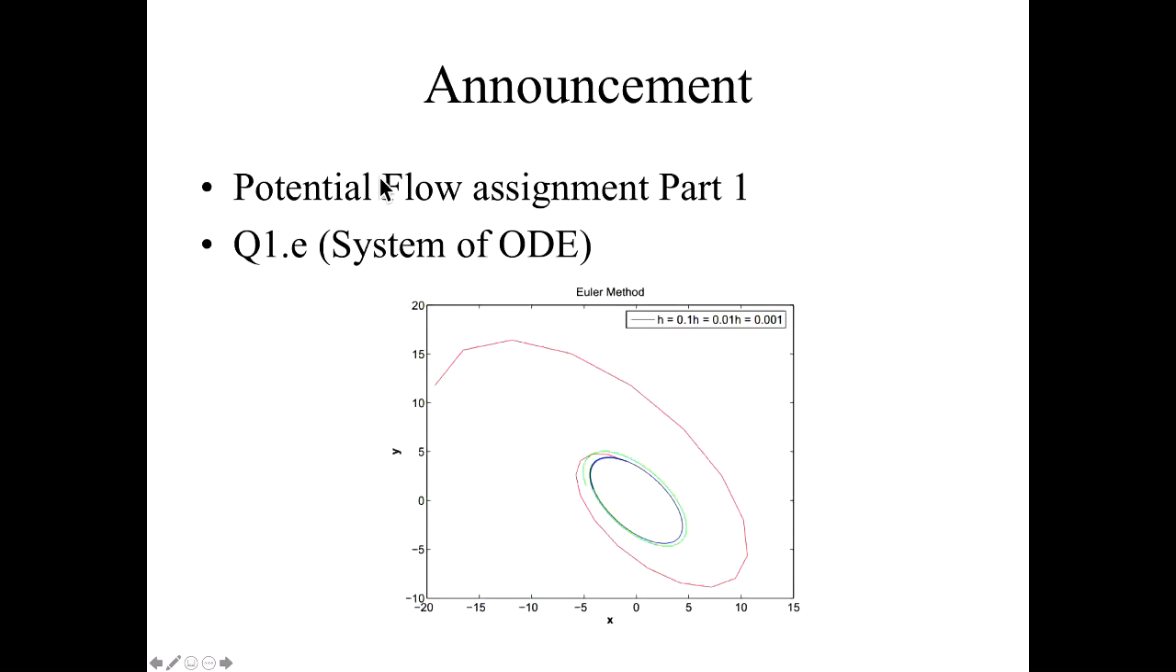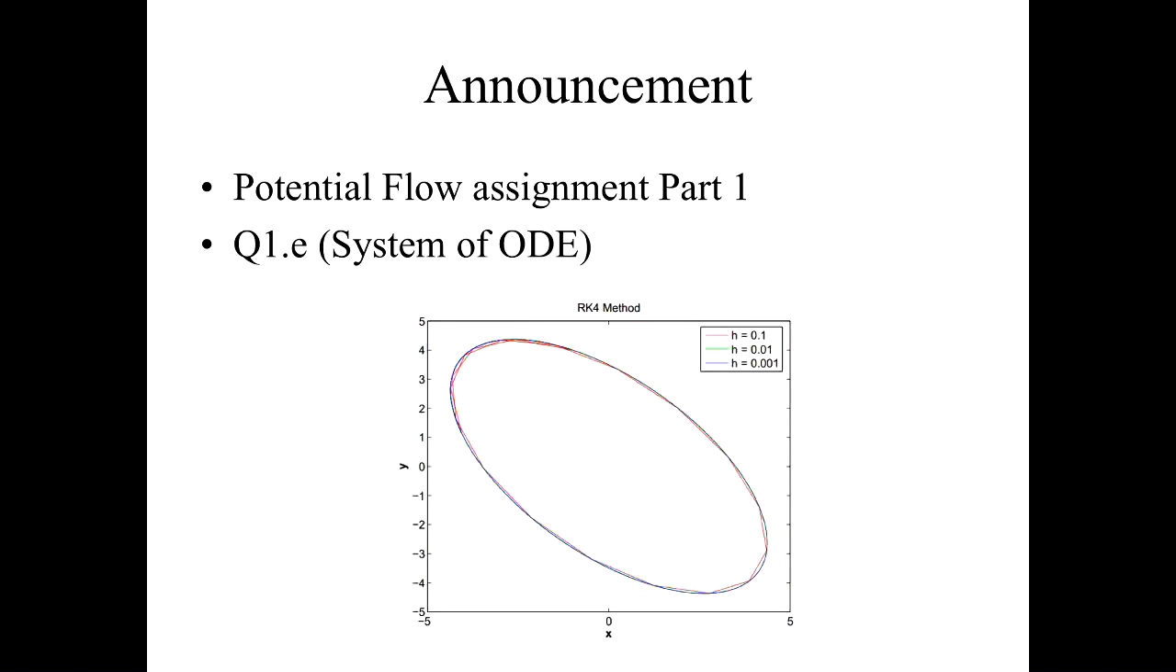Okay, so the next thing I'd like to talk about is the assignment. I'm just going to show you what to do and what not to do in the assignment. Here we have our question 1E, and your plot should look something like this when using the Euler's method. Please don't have this kind of legend. This legend doesn't tell me much. You should have a legend telling me what the step size is for the different colored lines.